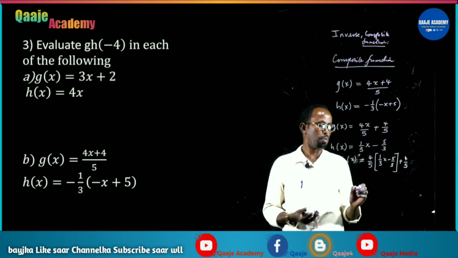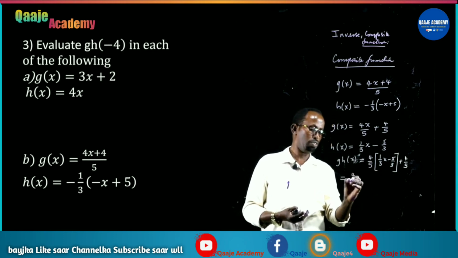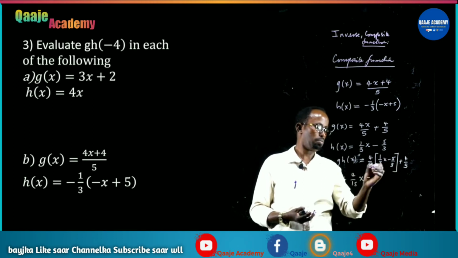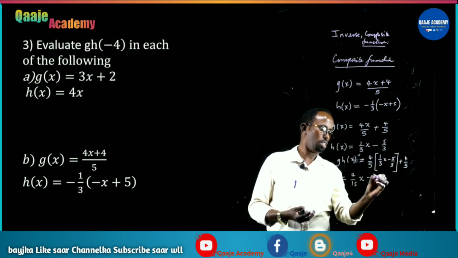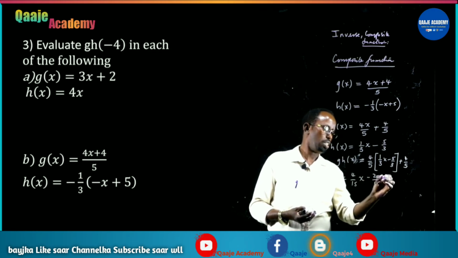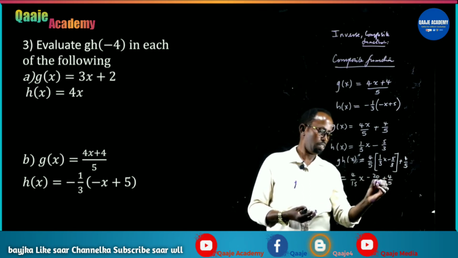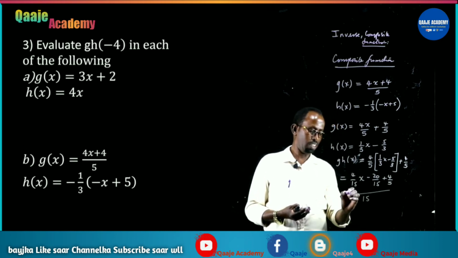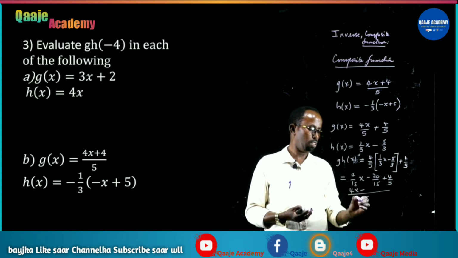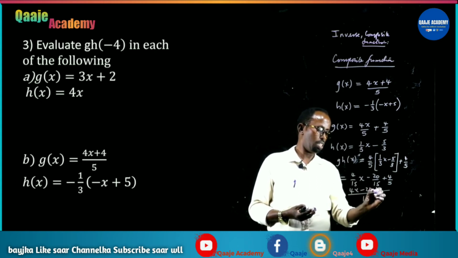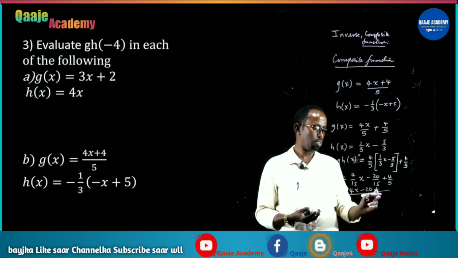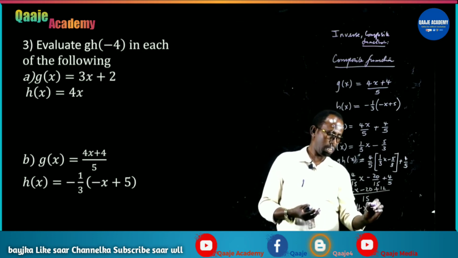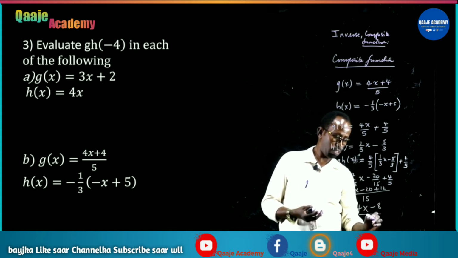Next you multiply, you get 4 over 15 x, and then you get 20 divided by 15, and then you have 4 divided by 5 there. Then you look for the LCM of these numbers. The LCM is 15. You divide, you get 4x. You divide, you get minus 20, and then you get plus 12. So this will be (4x minus 8) divided by 15.